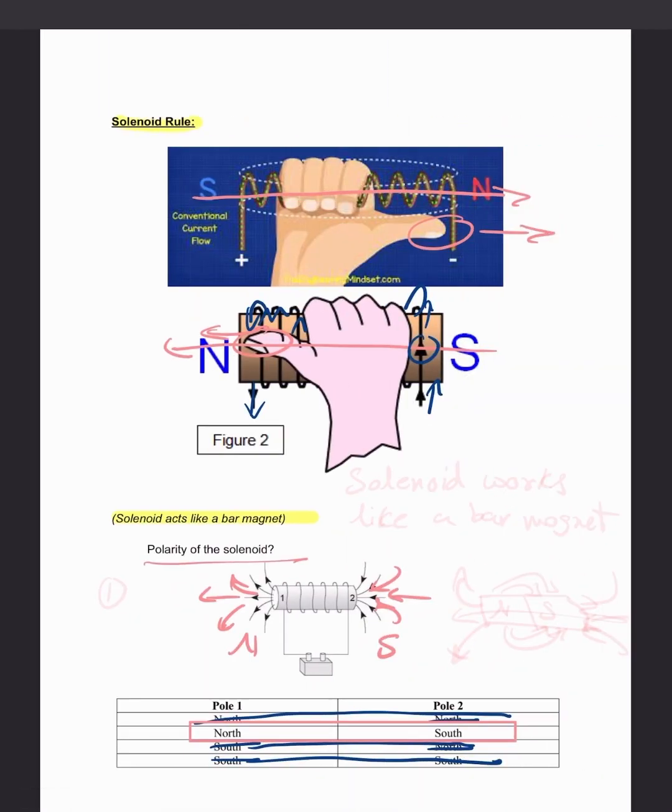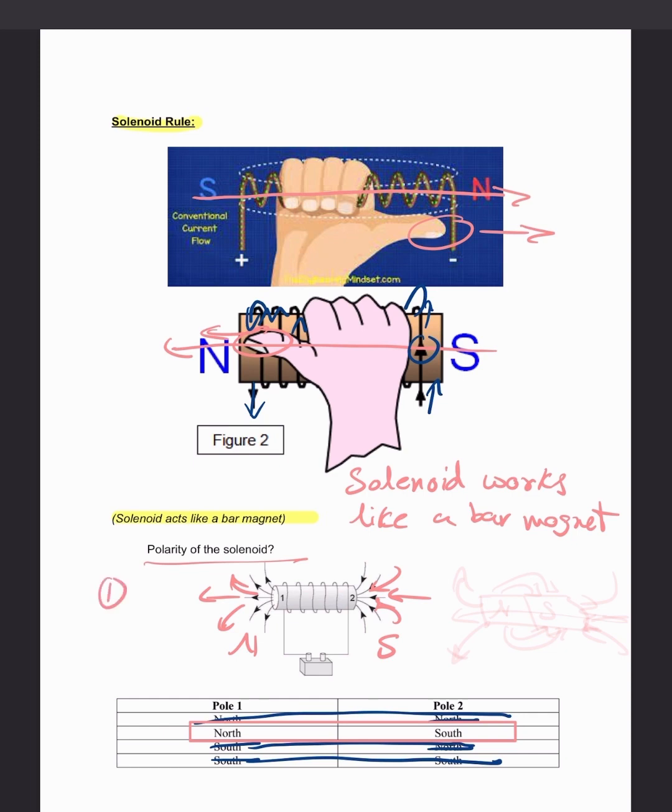After, we learned the solenoid rule, and we've learned that a solenoid is exactly like a bar magnet. Let me write that out again. Solenoid works like a bar magnet. And you see, this is something that we need to remember, because understanding the magnetic field and how a bar magnet works is the key for how a solenoid works.